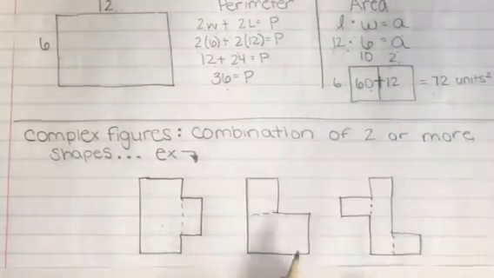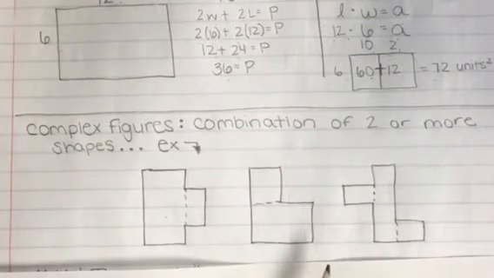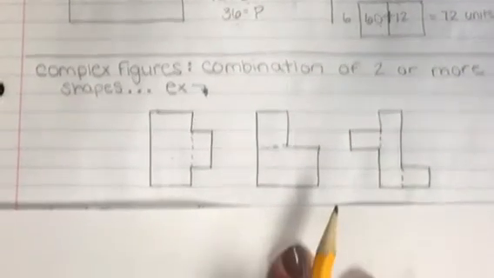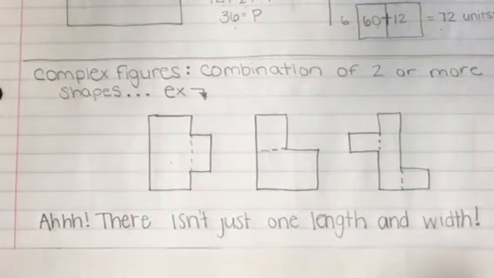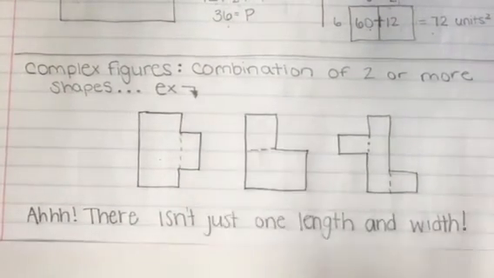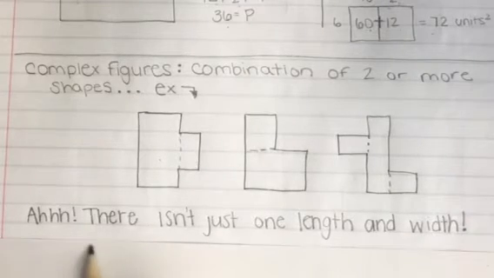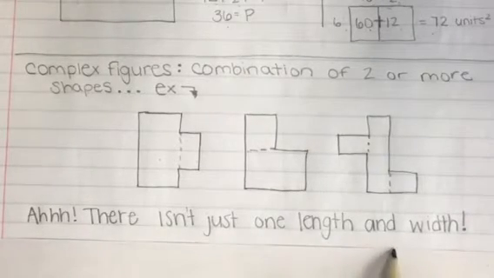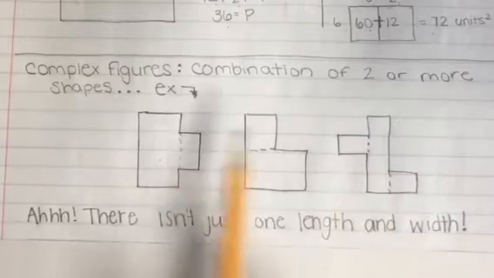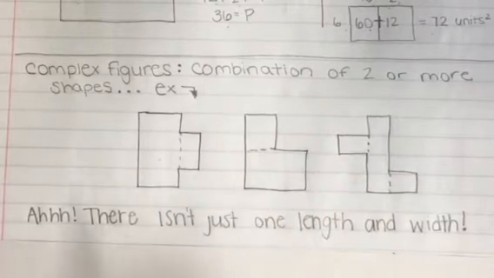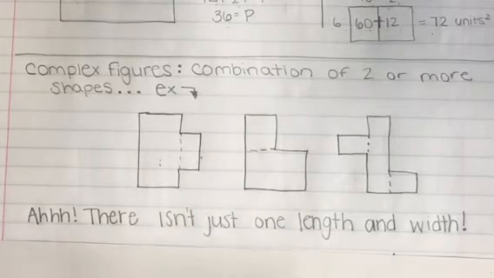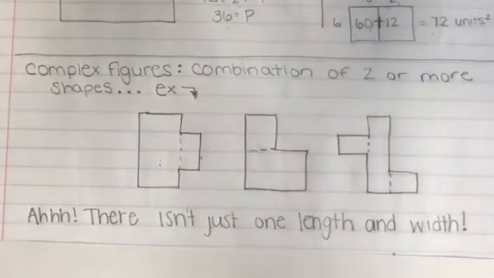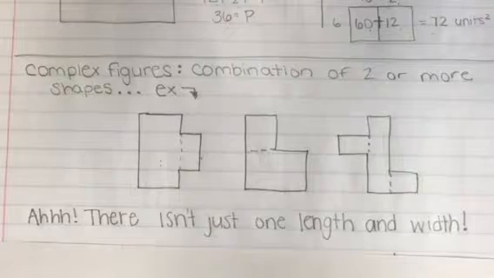So really, the only important thing that you need to remember about complex figures is that you're going to be taking them apart to see the simpler figures. So I wrote down here, there isn't just one length and width. Yes, you're going to have to do a little bit more work. You might have to find the area of this shape and the area of this shape and then put them together. Pause your video to get that copied down. Press play when you're ready to begin.